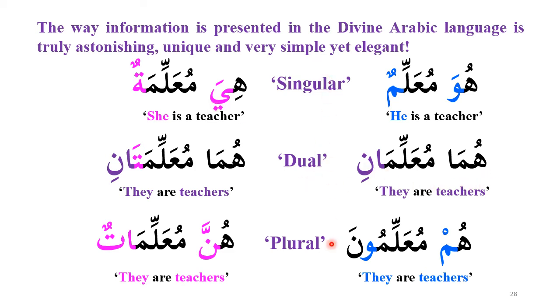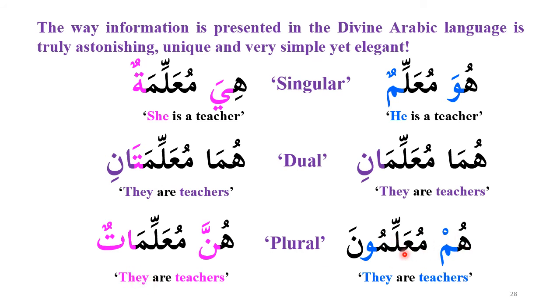Now Arabic has three numbers. In English and many other languages you have singular and plural, but in Arabic it has three: singular, dual, and plural. So if you want to say they are teachers, you can say huma muallimani. This would mean they two are teachers, and this is male because of the meem. And then huma muallimatani. If there's ta, then it would mean dual, but this one would mean female. So see, this beauty is not possible in English or any other language, that this one and this one are not the same.